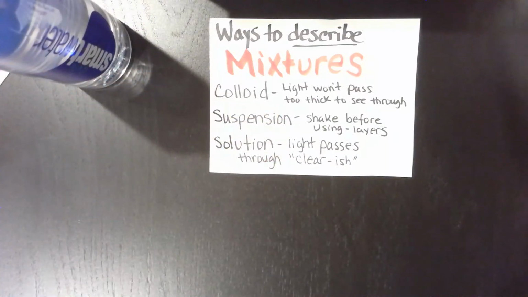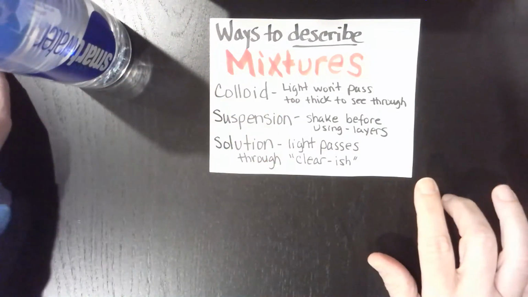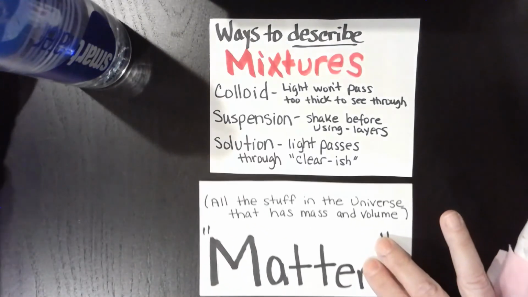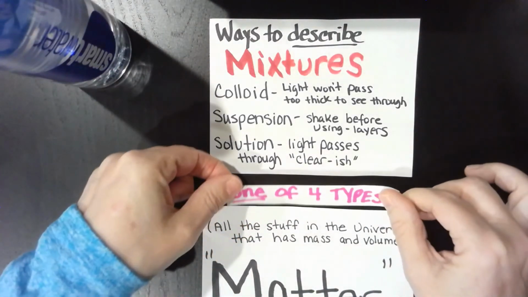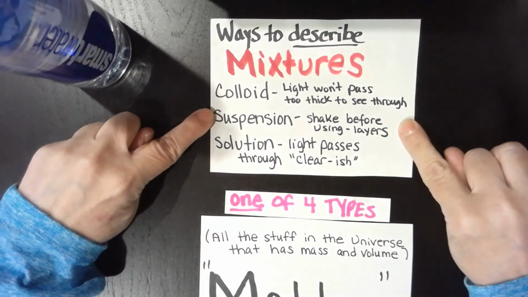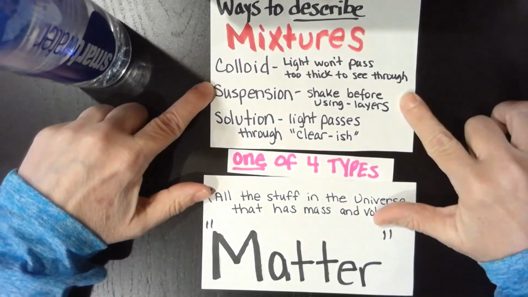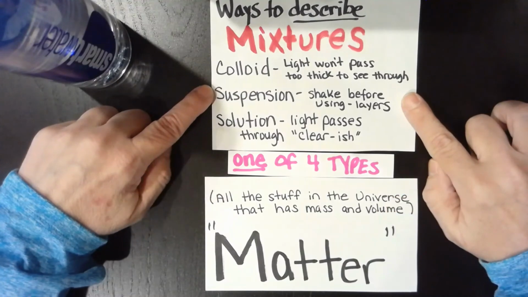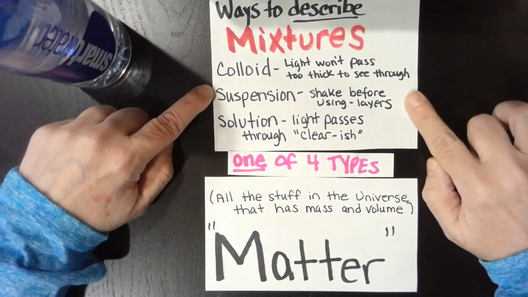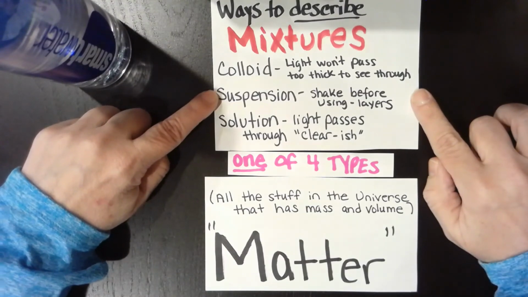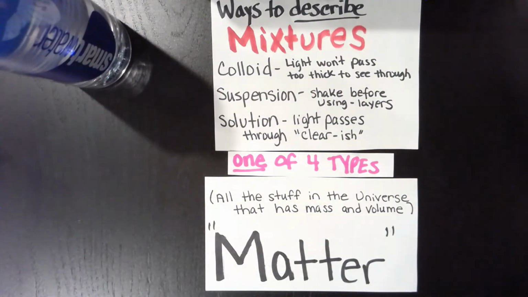Hopefully this has cleared up some of your questions about matter. And remember that there are 4 types that we use to describe all of the stuff in the universe. And then these words are used to describe just the mixtures, to be a little bit more specific, because most of the things in the universe are a mixture of many things, especially the things that we can buy in the store.